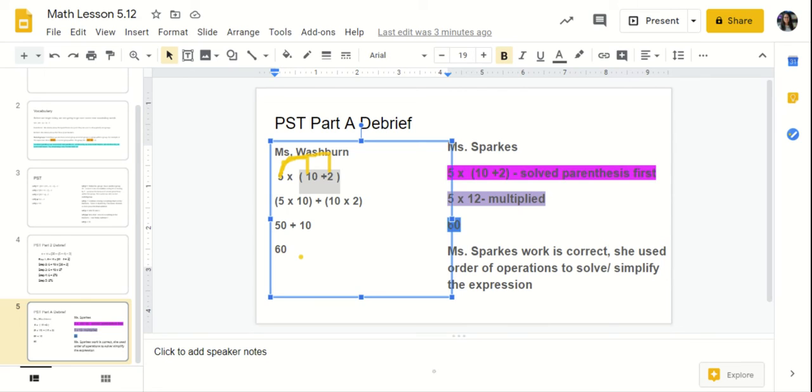Ms. Washburn and Ms. Sparks are both correct. You can use either of these methods to simplify an expression when what's inside of your group, so inside of your parentheses, when you have addition or subtraction.